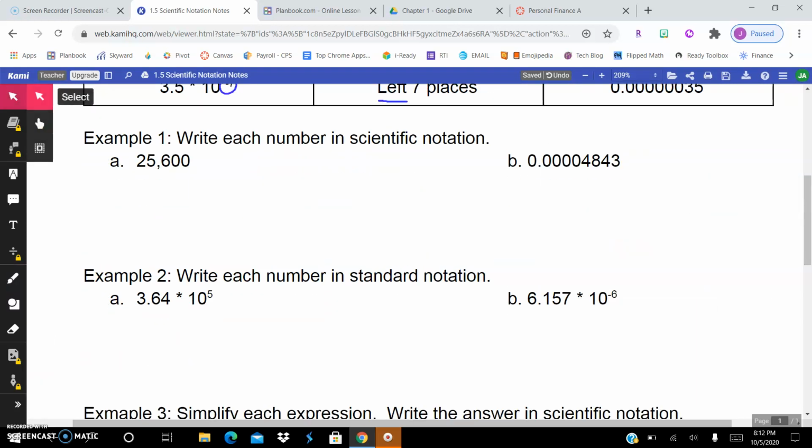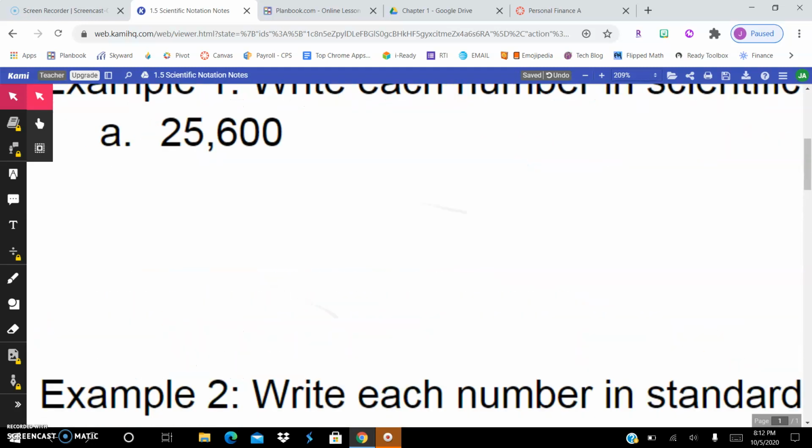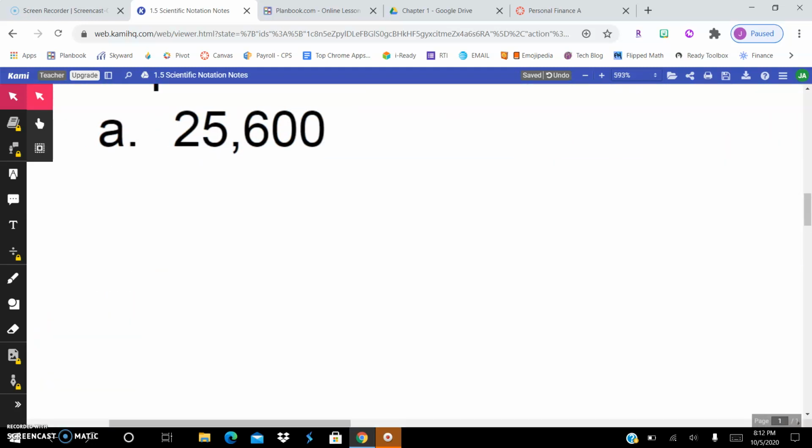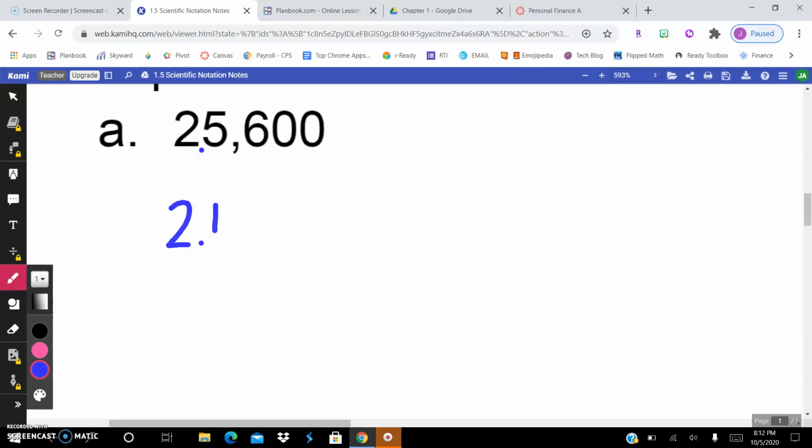So for a review here, write each number in scientific notation. The first one is 25,600. I have to decide where I'm going to put that decimal so that I have a number between 1 and 10. A good spot would be here. So I would have 2.56. It's always times 10. And then we have to figure out what our exponent is. We want the decimal to be between the 2 and the 5, but it's really right here at the end of the number right now. So you have to figure out how many spots. 1, 2, 3, 4 spots. So our exponent is 4.